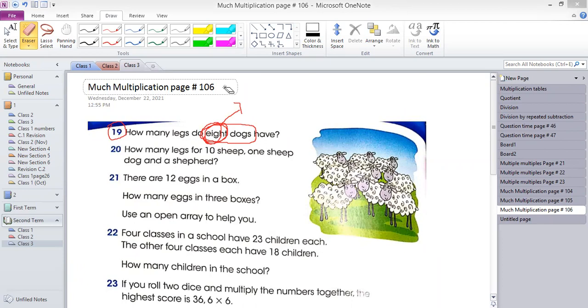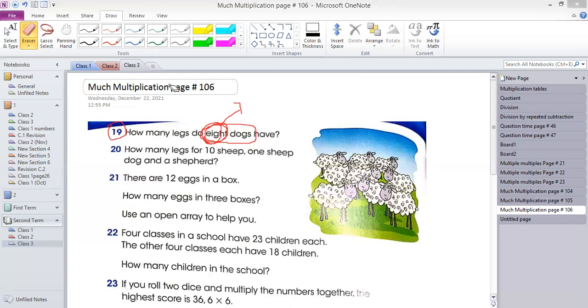And if I ask this question, Mashari, how many legs will be for 8 dogs? 4 multiply 8 equals 32. Yes. You're absolutely right.